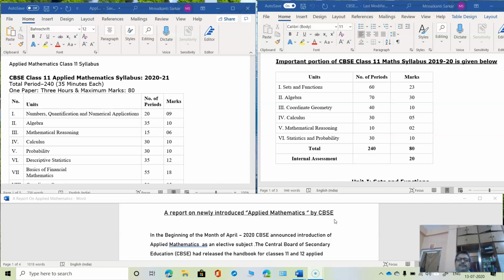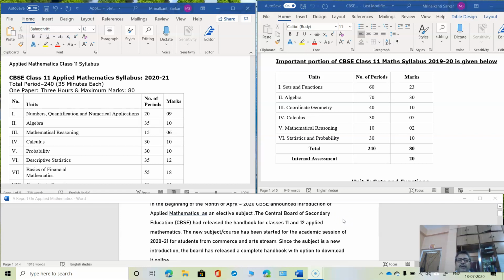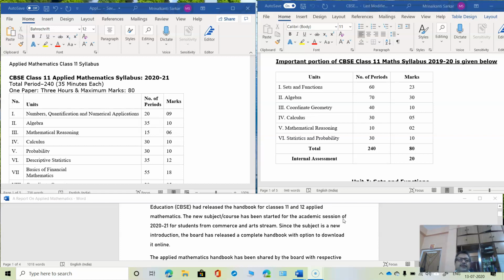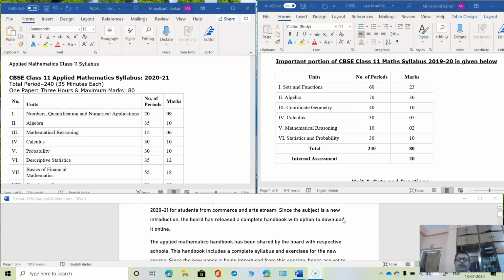This is not compulsory. The Central Board of Secondary Education has released the handbook for classes 11 and 12 applied mathematics. The new subject has been started for the academic session 2021 for students from commerce and arts stream. Since the subject is a new introduction, the board has released a complete handbook with the option to download it online. No specific book is written by board people, it's just a handbook form they have given.